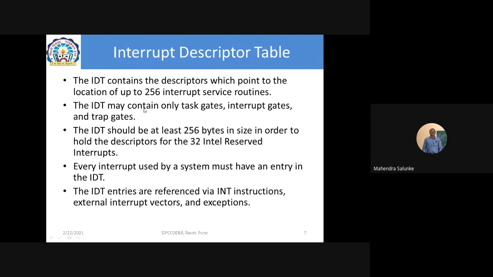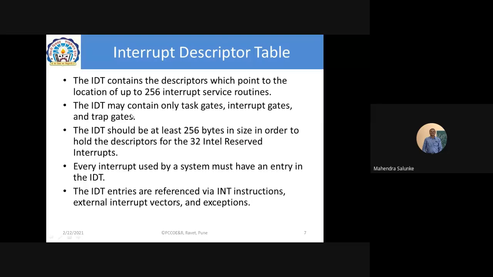So how many minimum entries are expected in the IDT? That is given in my third line, right? The contents of the IDT are given in the second line. The IDT may contain only task gates, interrupt gates, and trap gates. So what is the purpose of the IDT? Its purpose is very simple. All descriptors associated with accessing the interrupt service routines are to be there in the IDT. No data and code segment descriptors are expected in this IDT.